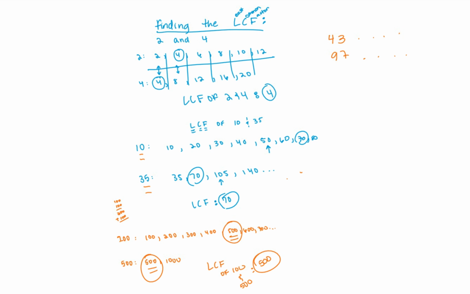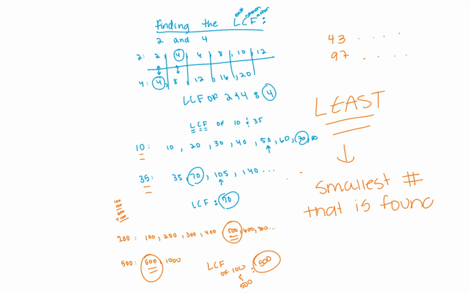Remember, the least common factor is the smallest number that is found down your multiples line.